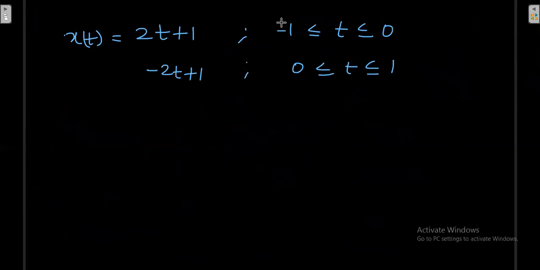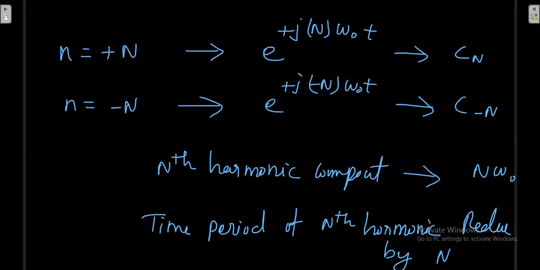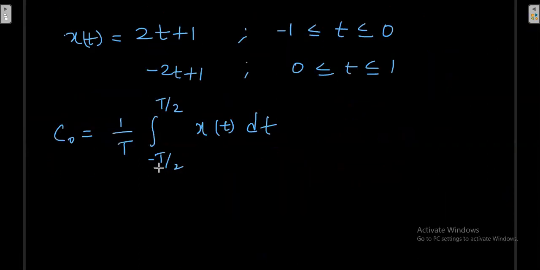Now we'll try to find out the C0 value. C0 is equal to 1 by T, integral from -T by 2 to +T by 2 of x of t dt. The overall period is from -1 to +1. That means your limit has to vary from -1 to +1, because your signal is varying from -1 to +1. So the overall time period is 2, and here we are using -T by 2 to +T by 2. So the value of T is 2, and you are going from -1 to +1, x of t dt.